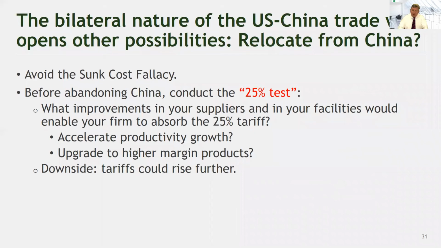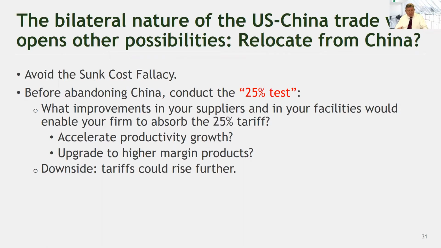Of course, if you are going to relocate production, this does beg the question, should you relocate from China? Well, here I have three things to say. There are three very short messages. First, you should avoid what we call the sunk cost fallacy. Just because you've spent a lot of money setting up a facility in China isn't a reason to keep producing there if there's a better alternative where you can make money elsewhere.